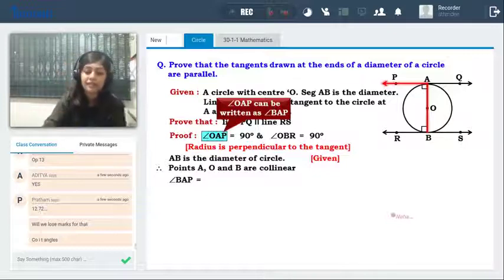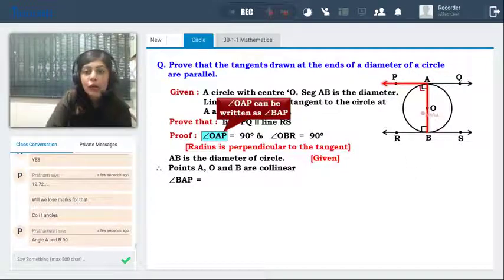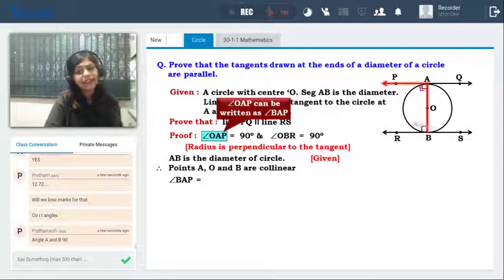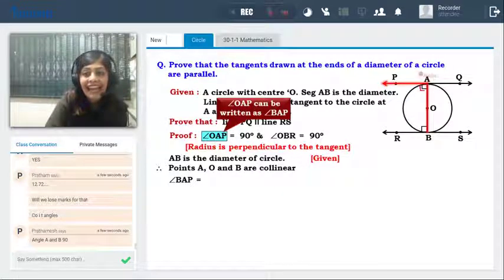Let's quickly see what we can get. Now, moving back to the circles chapter, we can see OA is the radius, PQ is the tangent. So can I say OA is perpendicular to PQ? Yes. Similarly, OB is perpendicular to RS. Yes, students, as we can rightly see, A and B each are 90 degrees.